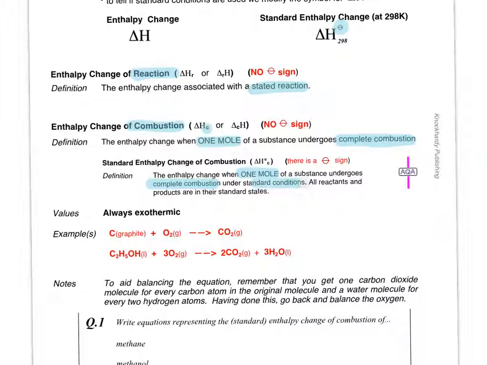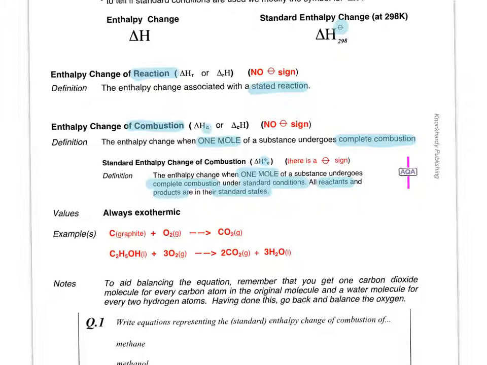under standard conditions where all reactants and products are in their standard state, so the state, solid, liquid or gas, that they will be in at those given pressures and temperatures. If you get asked for a definition in the exam and it has this little symbol that shows it's under standard conditions, you have to include the phrase standard conditions in your definition, and you have to include the phrase that all reactants and products are in their standard states.